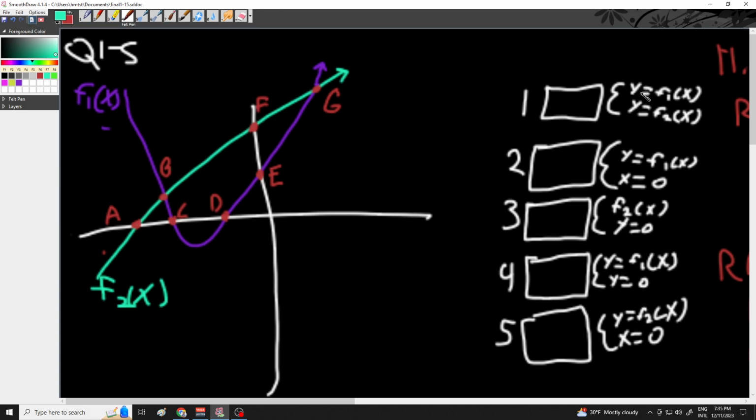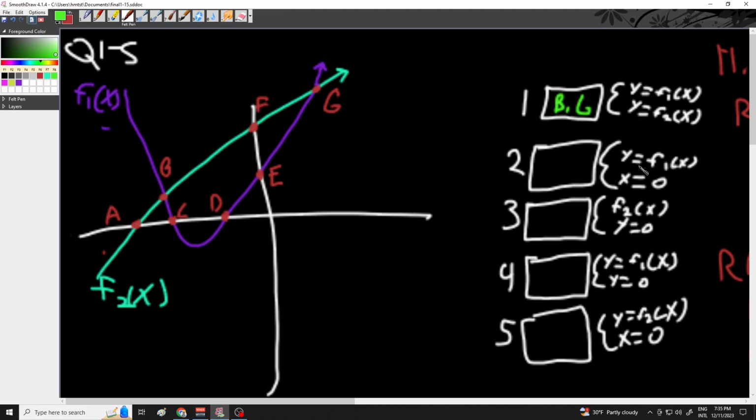For our first problem, we have to figure out when y is equal to f1(x), and when y is equal to f2(x), which point on this graph is where both f1(x) and f2(x) are equal to y. We have 2 points where they both intersect because they're both the same y coordinate. It's going to be B and G. So I'm going to use green. B and G are our first two.